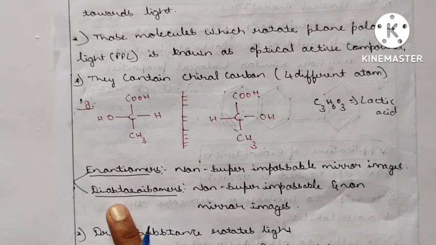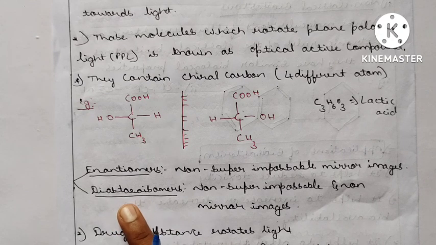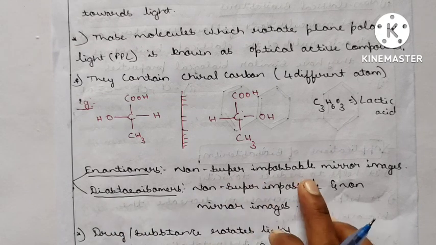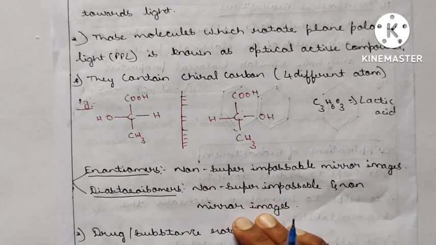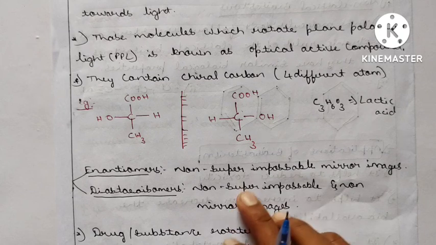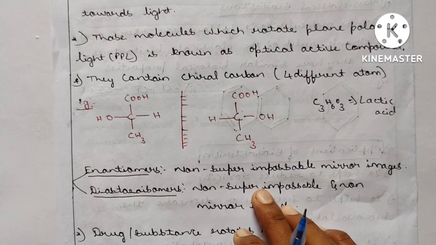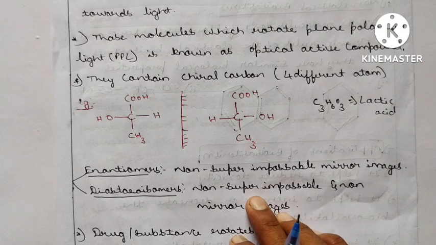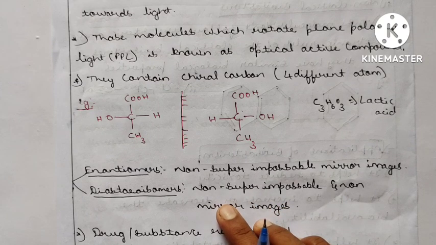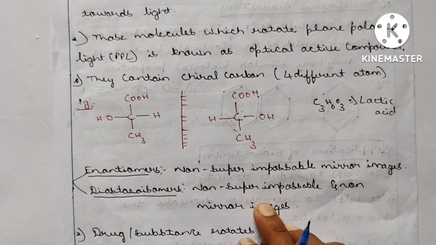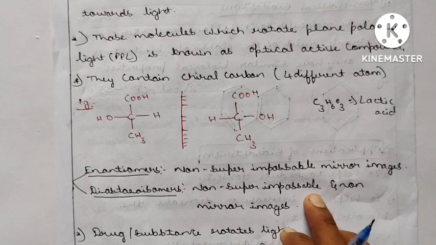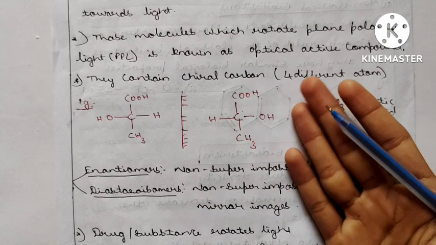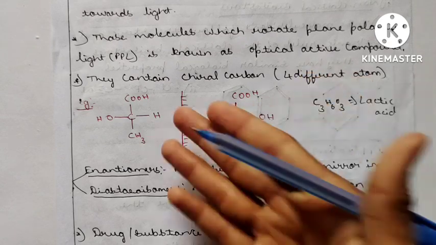Then you know that enantiomers and diastereoisomers. Enantiomers are mirror images. They form the mirror images. These enantiomers are non-superimposable but they form mirror images. But diastereoisomers are non-superimposable, but directly opposite to enantiomers. Why? Means they are non-mirror images. They won't form any mirror type of compounds like enantiomers.